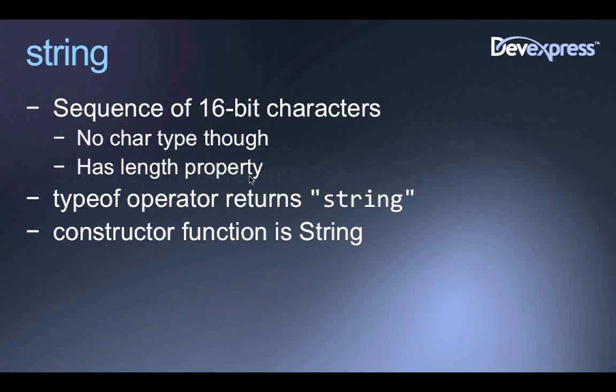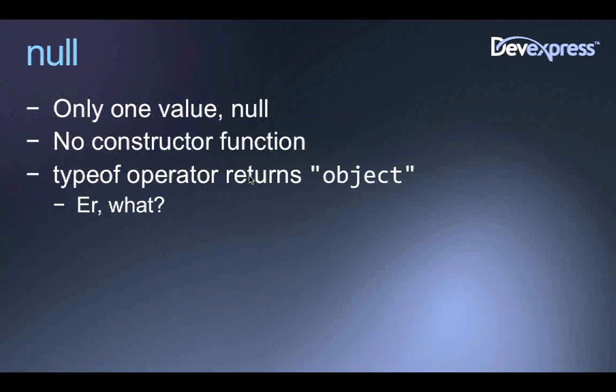So that was string. It's pretty simple. Here's a really interesting type, the null type. Null type has only one value, which is null. Compare this with the Boolean type, which has two possible values, true and false. The null type only has one value, which is null.